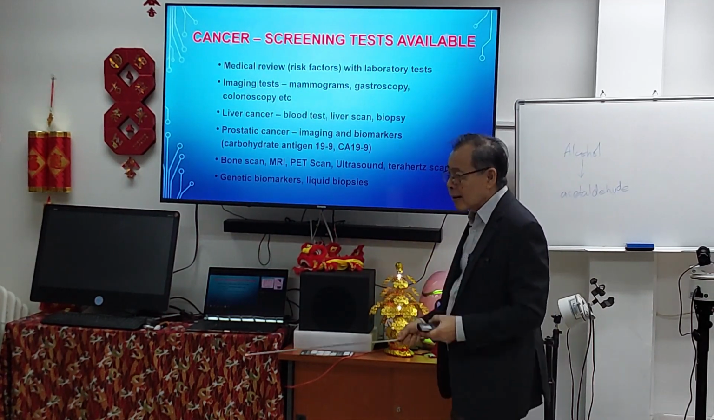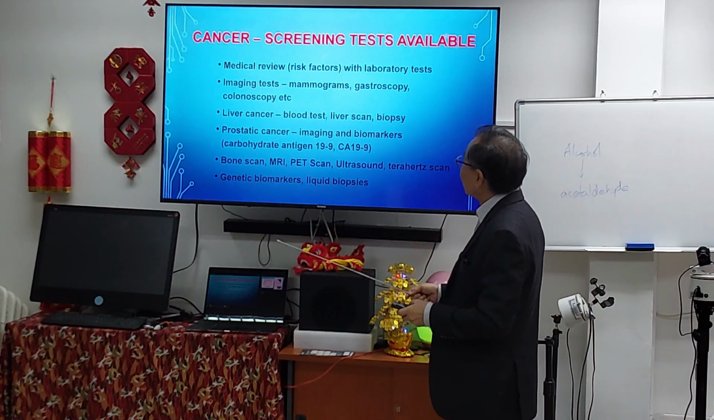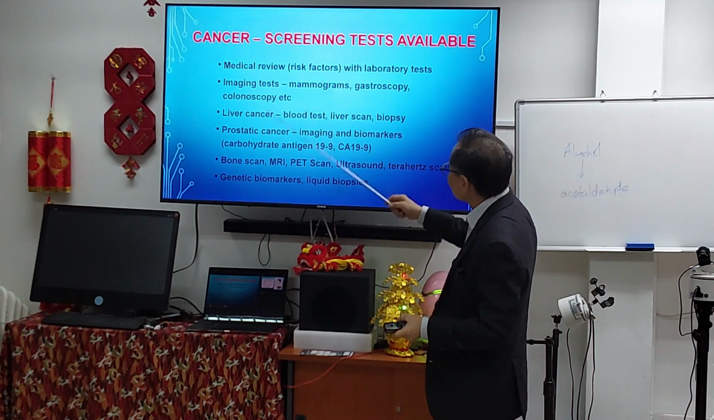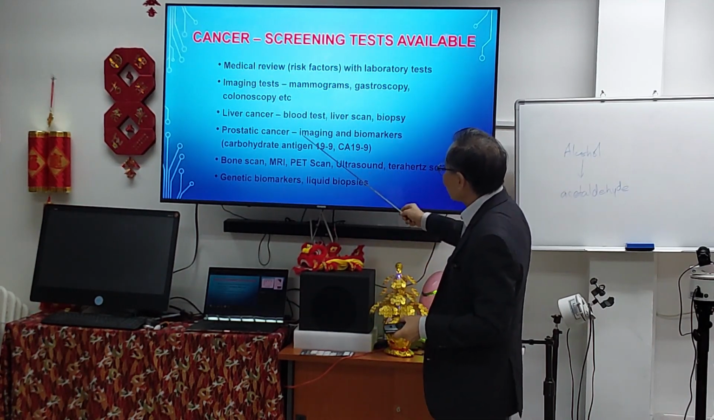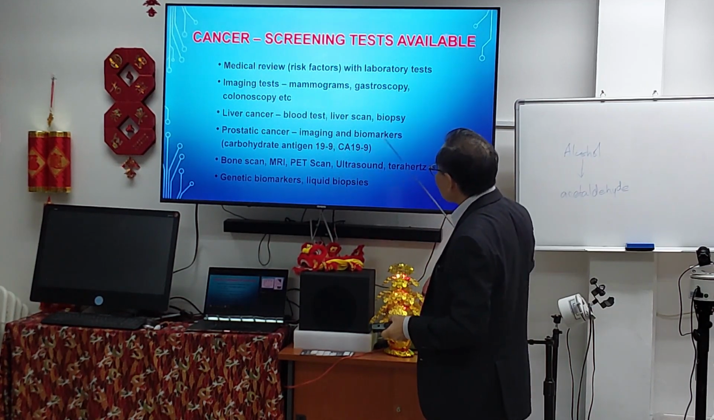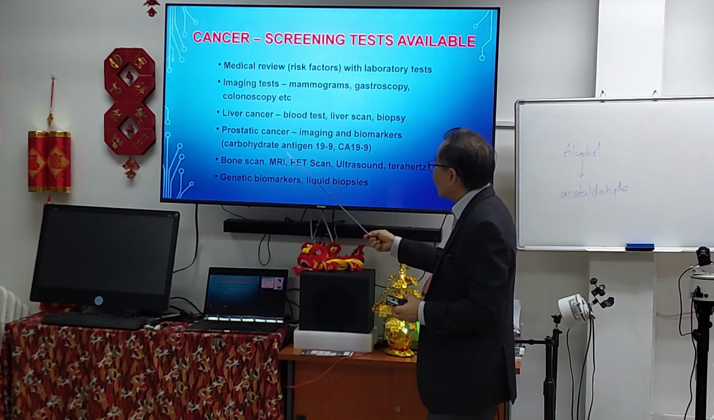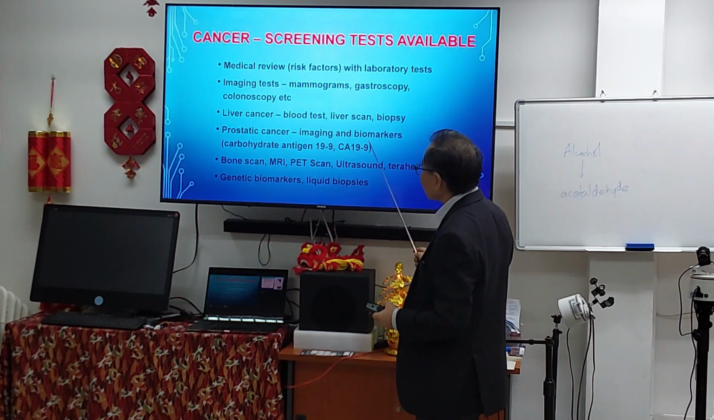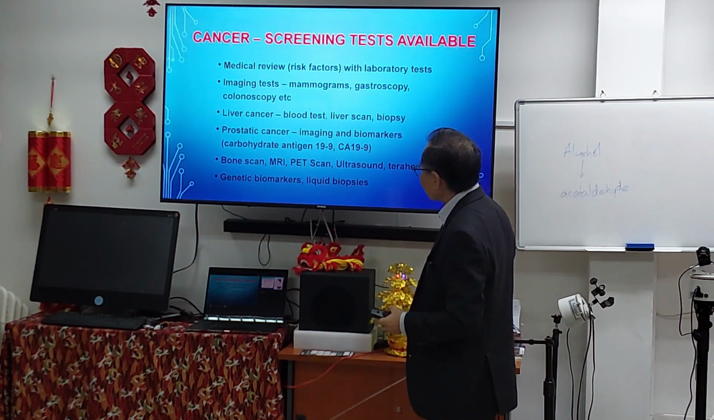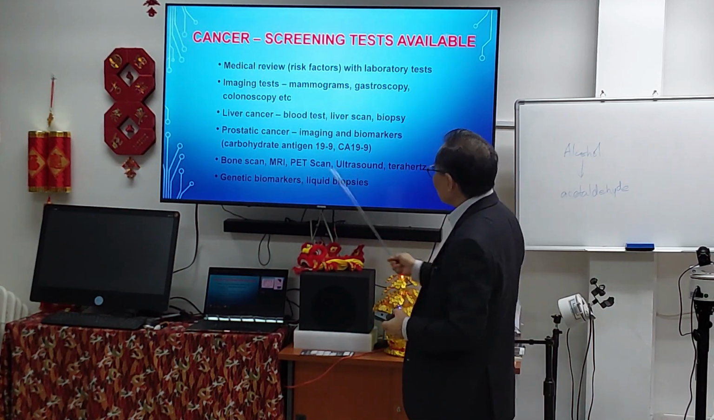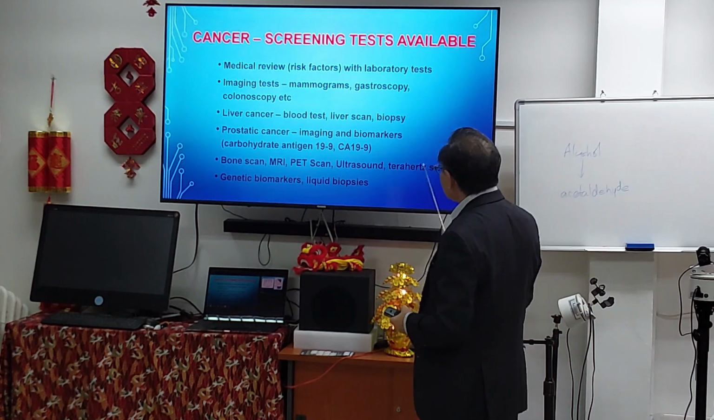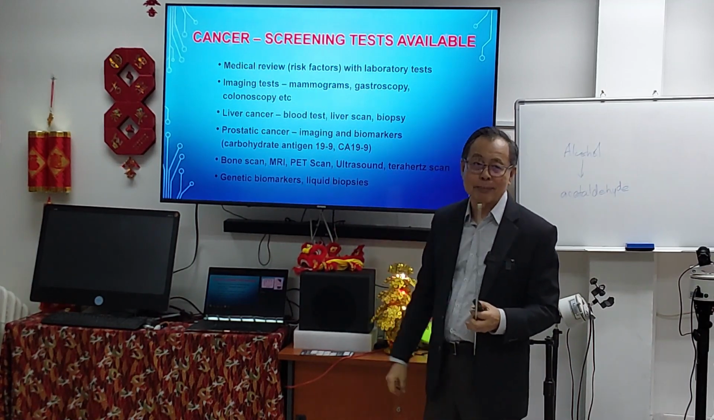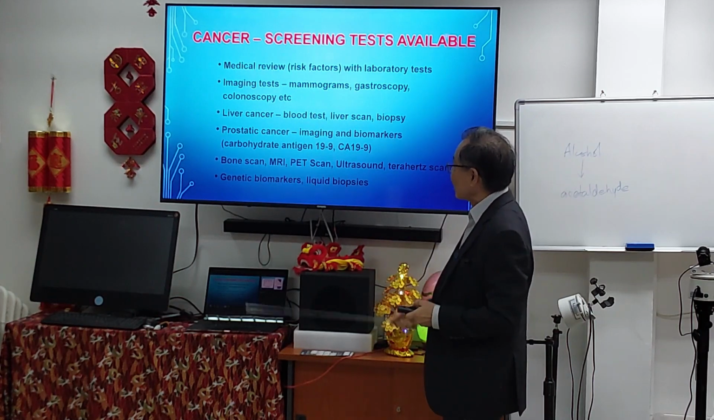Okay, there are a lot of screening tests for cancer. Females will know that there's such a thing called a mammogram, right? And we have heard of gastroscopy, colonoscopy, liver, prostatic cancer. We now have imaging and biomarkers. There is a biomarker called carbohydrate antigen 19-9, CA 19-9, which can help you to identify pancreatic cancer. And of course, MRI, PET, and THz scans are also being used. Genetic biomarkers, liquid biopsies, that means any secretion in your body can be used to screen for cancer, and that's what we should do.